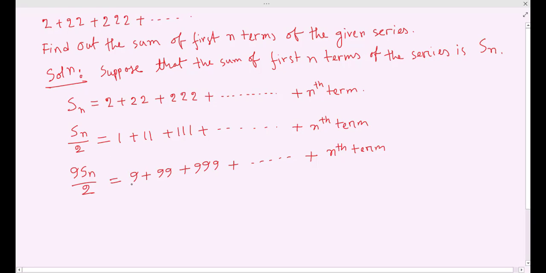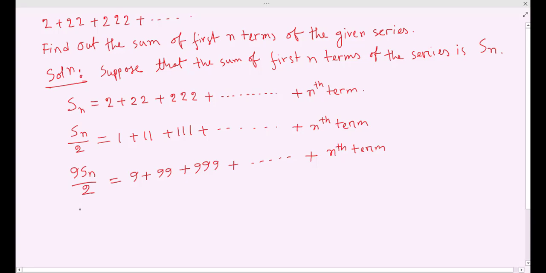If the series 9 plus 99 plus 999 is given directly, then you don't have to do these 2 parts. You don't have to divide it by 9 and then multiply it by 9.